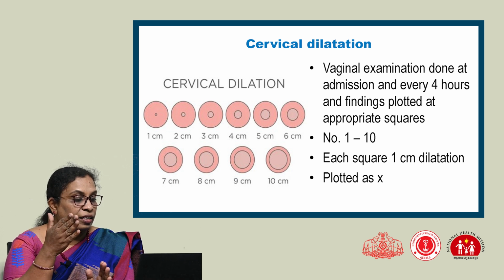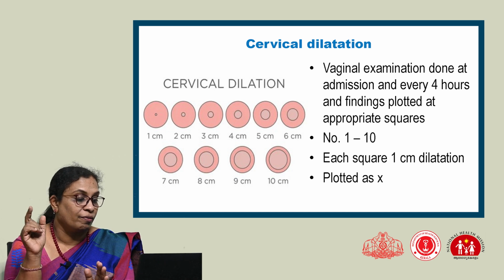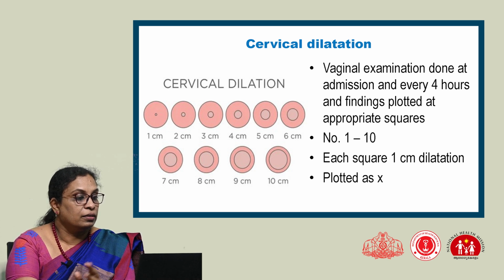And then comes the descent of the head, minus 5 to 0, it's plotted as O, and the hours are marked, 24 hours are marked. Here it's only shown 12, but 24 hours are marked in the x-axis. This is what I told earlier, dilatation from 1 to 10, and each square is 1 centimeter dilatation, it's plotted as X.